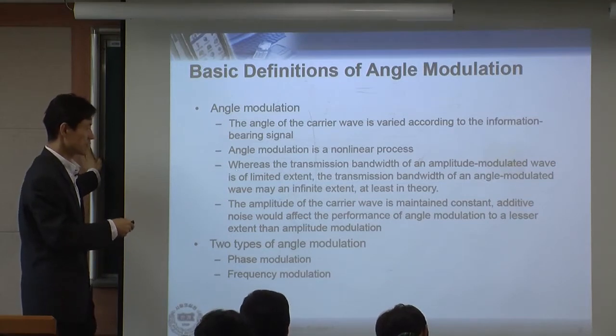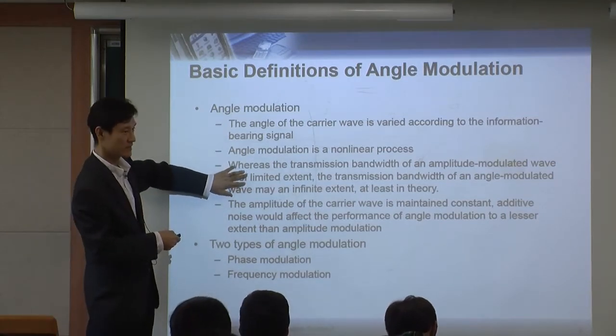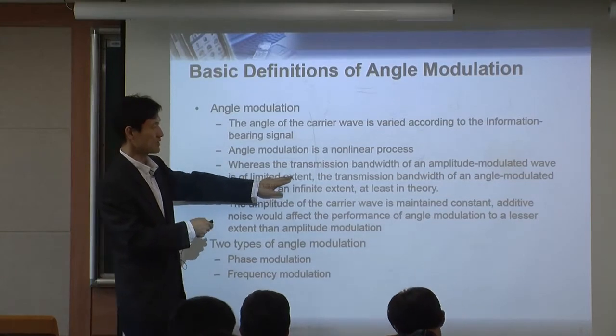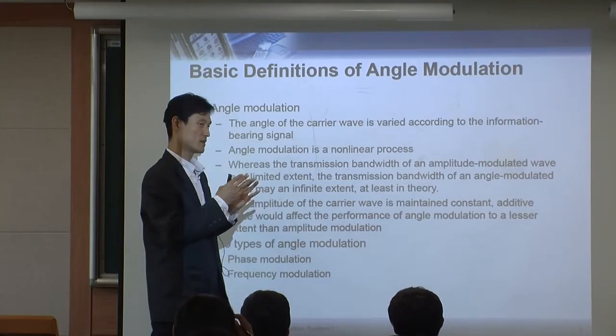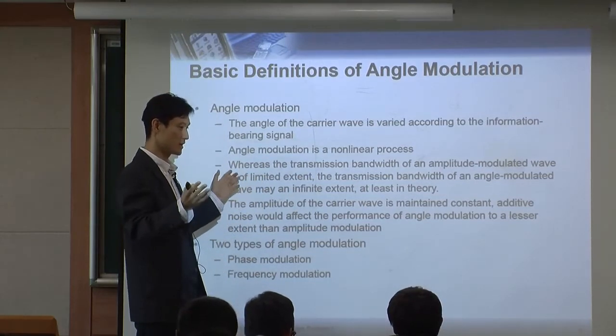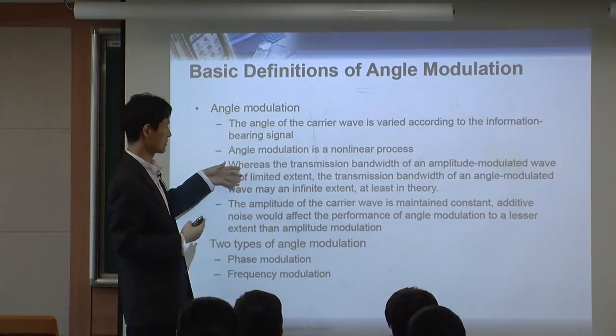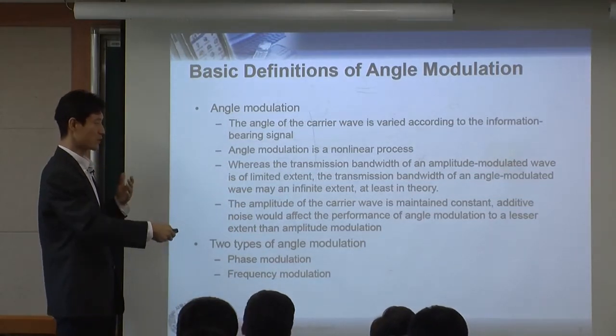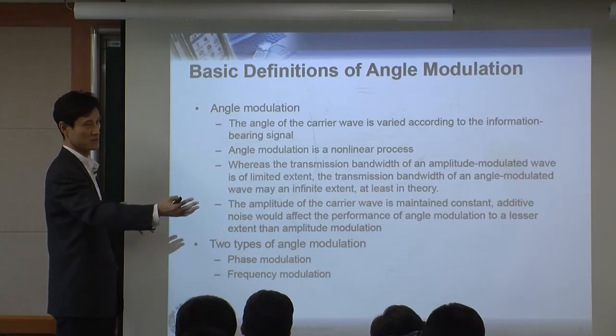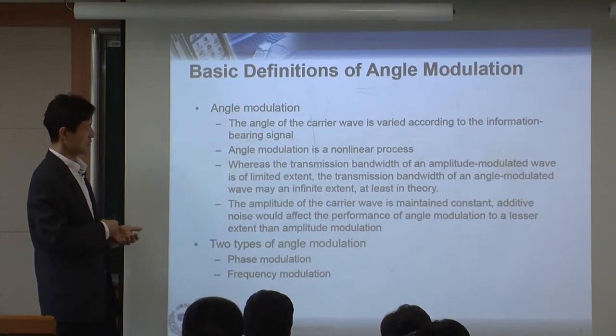And not only that, what this says is that the transmission bandwidth of your angle modulation is sometimes increasing. Your bandwidth changes. That's what that means. Sometimes, ideally, in theory, your bandwidth requires infinity. Again, this is covered later.